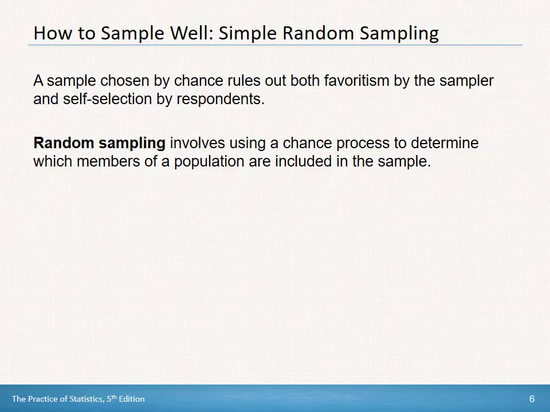Okay, now we're going to look at how to sample well. So what are some good sampling methods? The main one, the simplest one, which is why it's called simple random sampling, is pretty much the easiest one. This is a sample chosen by chance. That helps to rule out favoritism by the sampler and self-selection by the respondents. So it stops the person who's selecting from picking people that they want, and it stops the responders from just volunteering because they have strong opinions. So random sampling involves using a chance process to determine which members of a population are included in the sample.